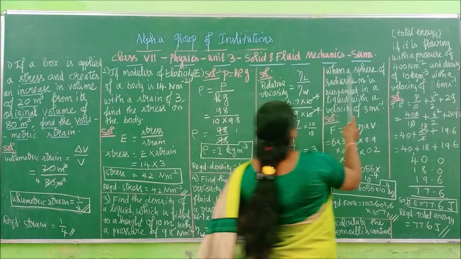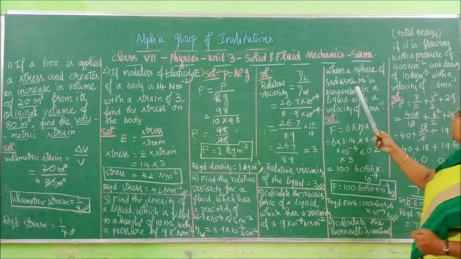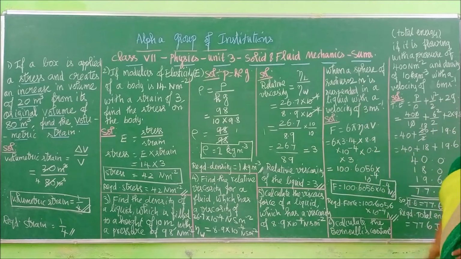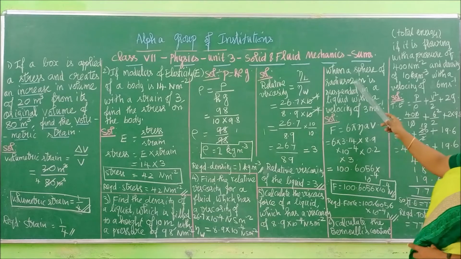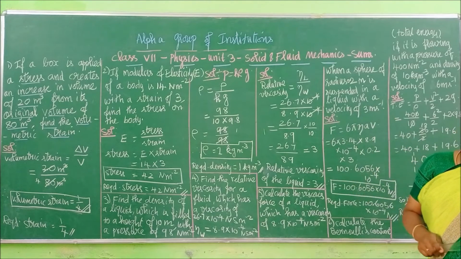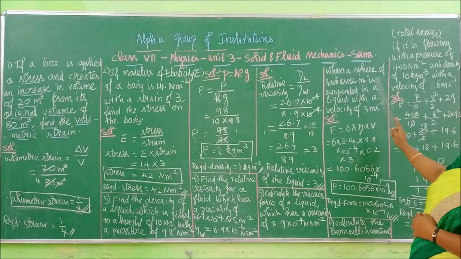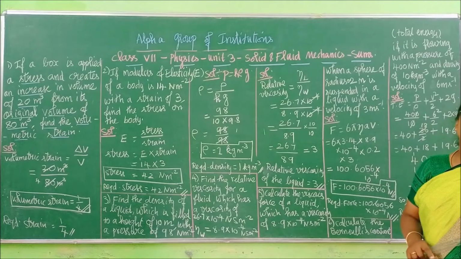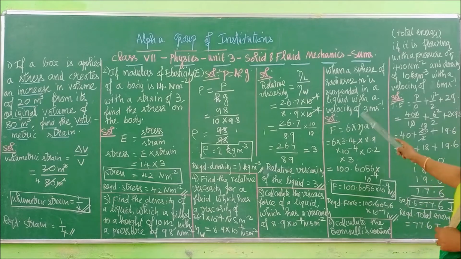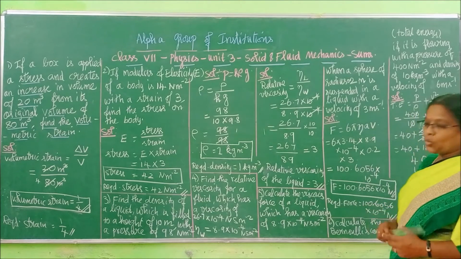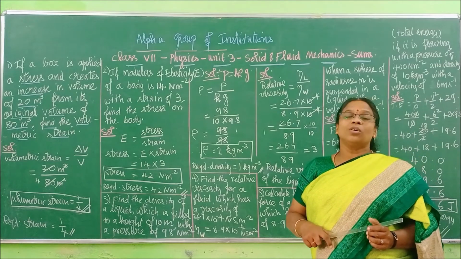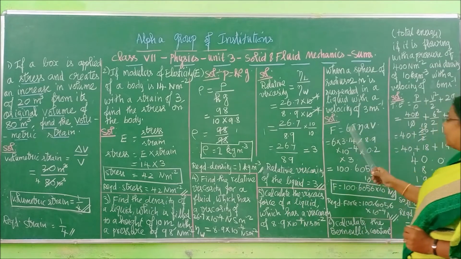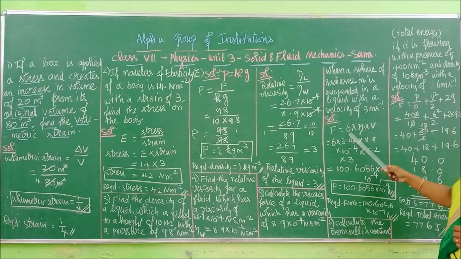When a sphere of radius 0.2 meter, radius here we will take as A, is suspended in a liquid with a velocity, V, V is equal to 3 meter per second. So what is the formula for viscous force? F is equal to 6 pi eta A V.